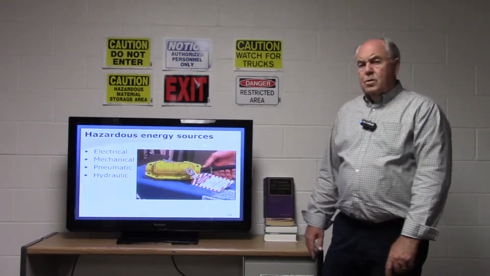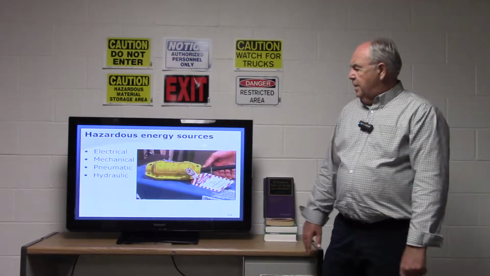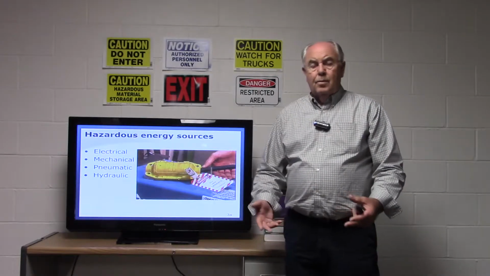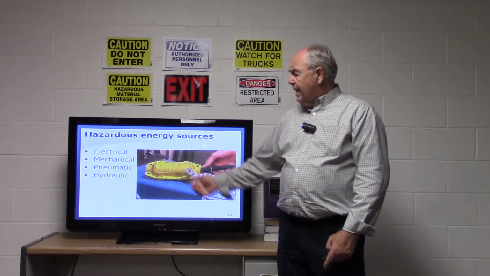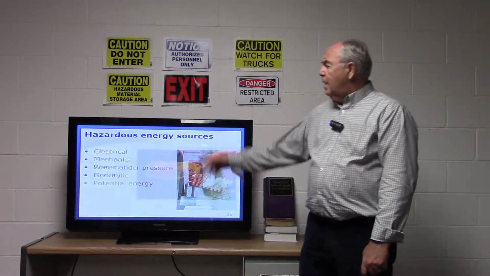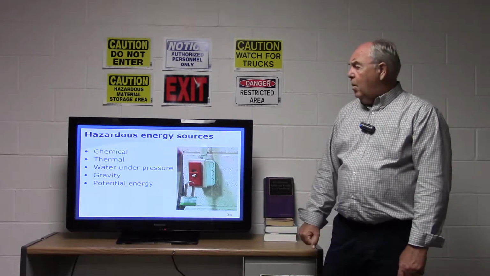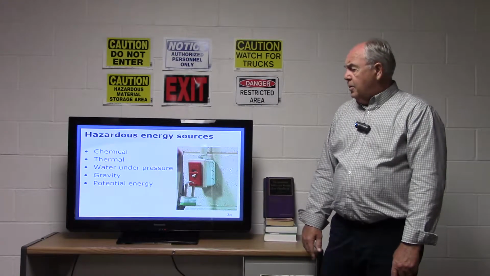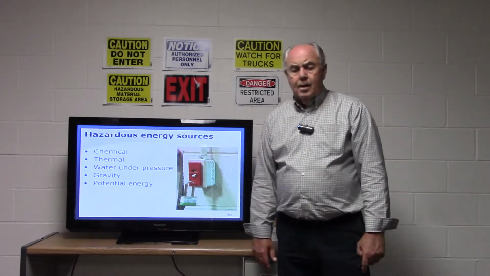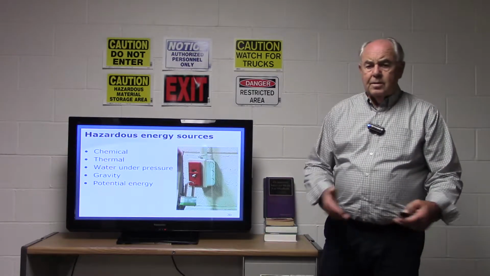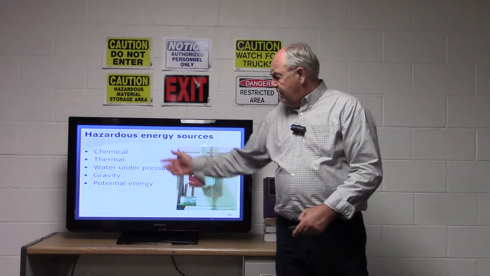There are many different sources of energy that comes into a piece of equipment. Some companies deal with maybe only a few. Some may deal with all of them. We have electrical, mechanical, pneumatic, hydraulic. We also have chemical, thermal, water under pressure, gravity, potential gravity or potential energy as we call it. There are only two types of energy. It's either kinetic or it's potential.